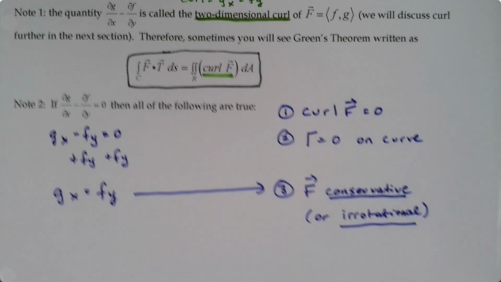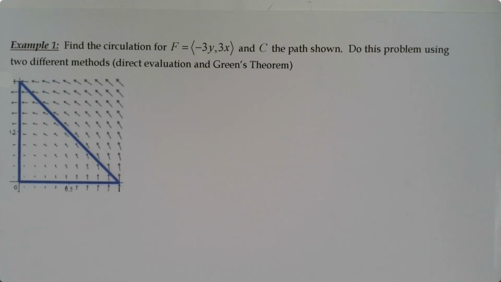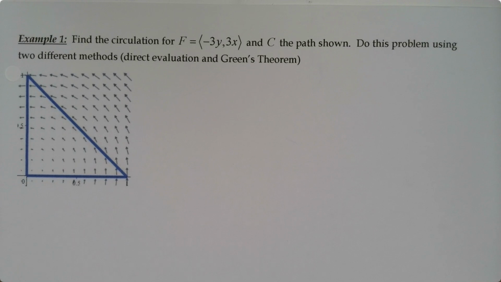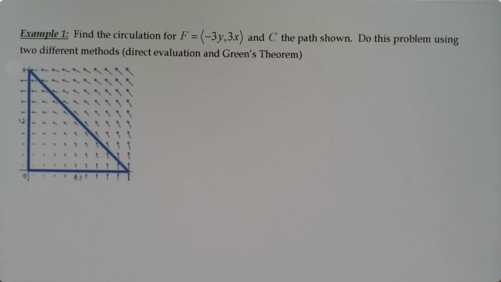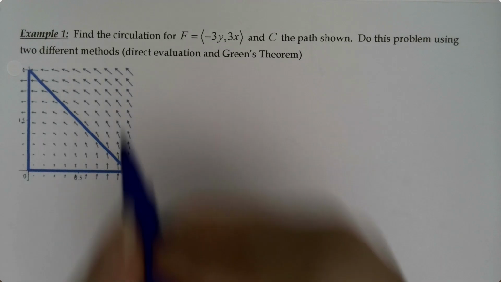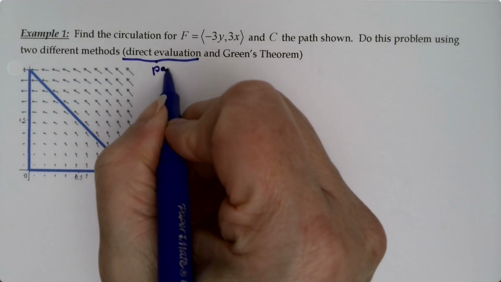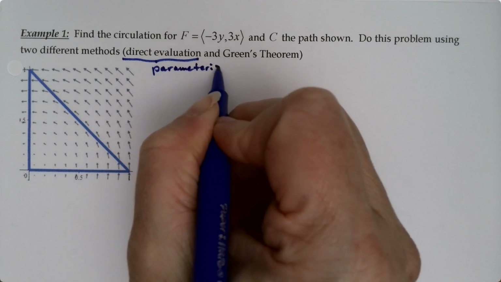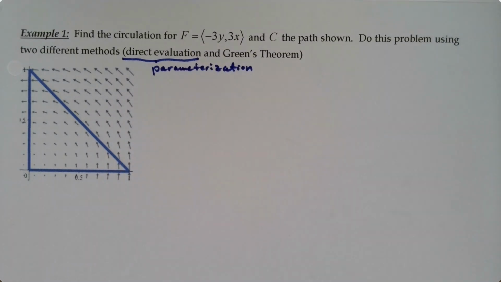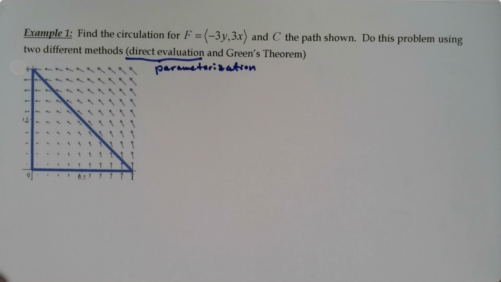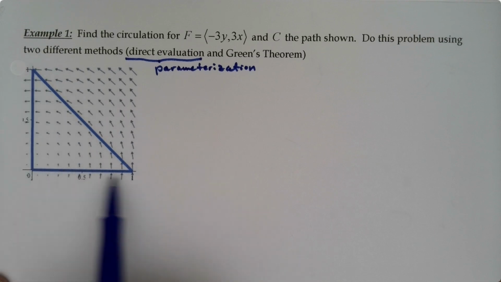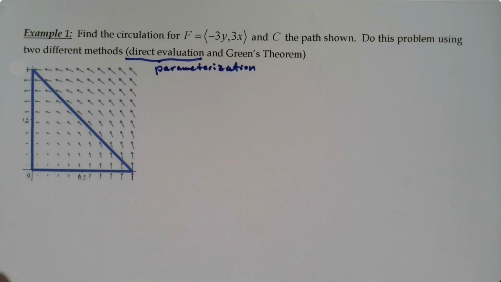All right, so let's find the circulation for F equals negative 3y comma 3x, and C is the path shown right here. We're going to do this problem using two different methods. We're going to do direct evaluation. We've called that something else. We've called it parameterization. It's the original method we first learned in this chapter. And then we're going to try Green's theorem. Okay, so if we're going to do parameterization, we are in a bit of a pickle because we don't just have one curve. We have 3 separate curves. So we're actually going to have to do 3 separate integrals for this, believe it or not.